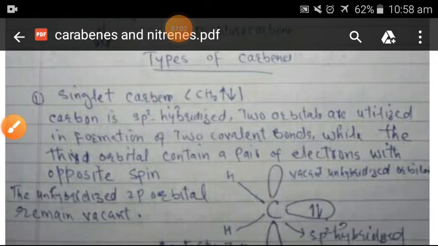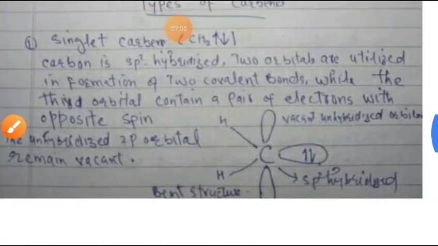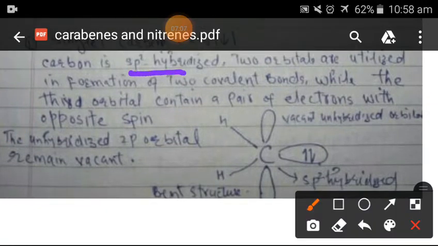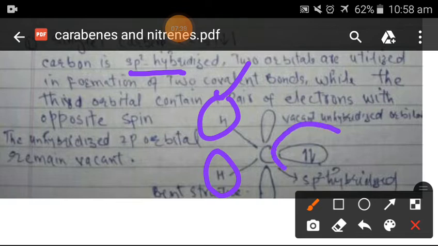Two out of the three sp2 hybrid orbitals are involved in the formation of sigma bonds with this monovalent atom. Clearly, two orbitals are involved in the formation of covalent bonds, while the third hybrid orbital contains a pair of electrons. Here, this is a hybrid orbital.